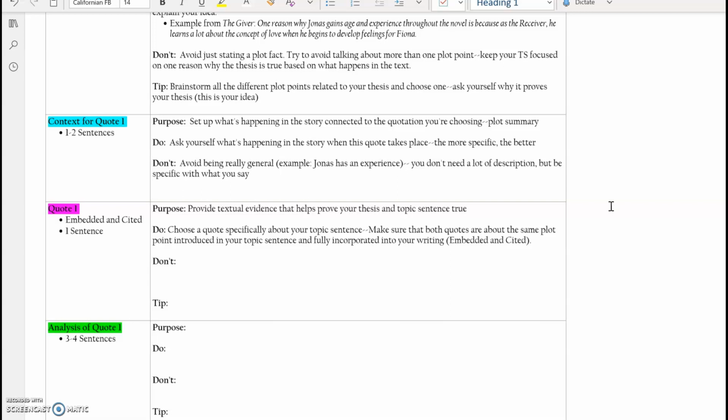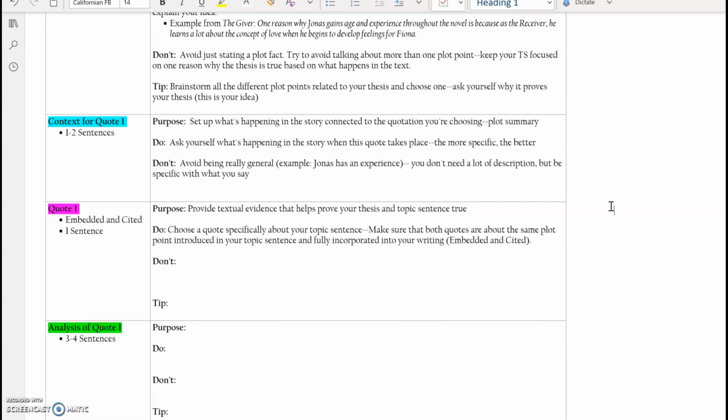If they are not intimately connected, you're not doing what you're supposed to do here. I'm going to talk about both quotes here, even though we're looking at quote 1. Both of your quotes should be about the same plot point that you introduced in your topic sentence. You're going to want to embed and cite the quote, and so it's going to stand as a single sentence in your essay.